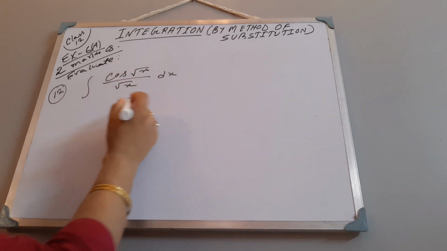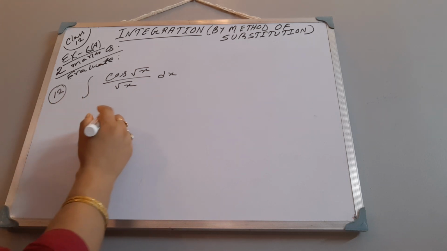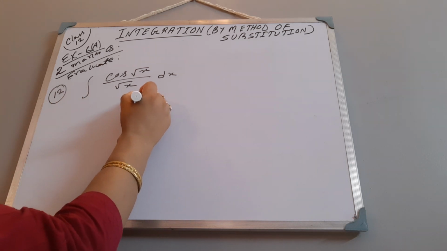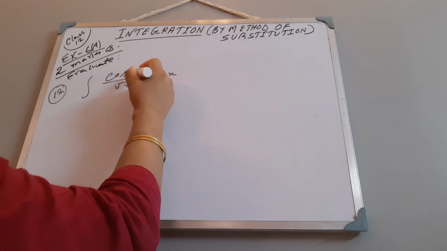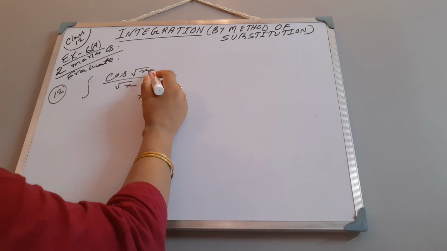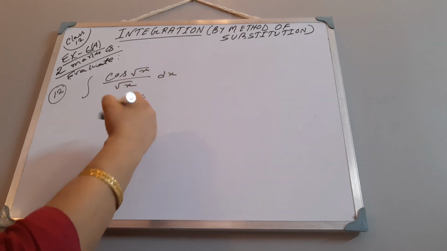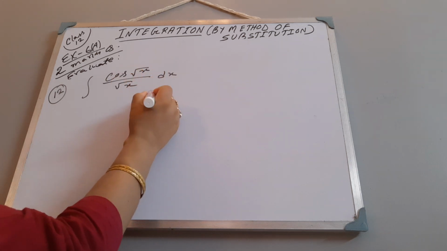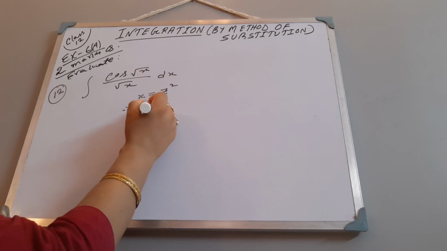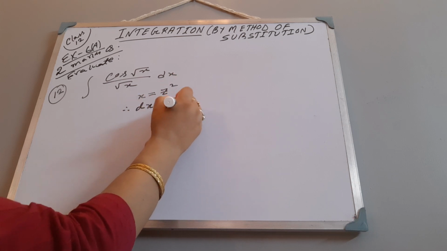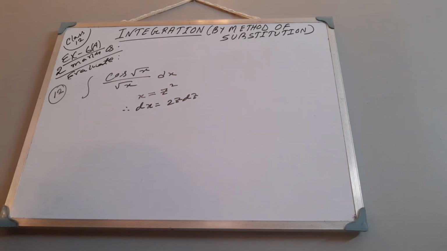Now since this is root x, what will we write here? When there is a variable within the square root, we take that variable as the square of another variable. So we will take x equal to z square. Then dx is equal to 2z dz.